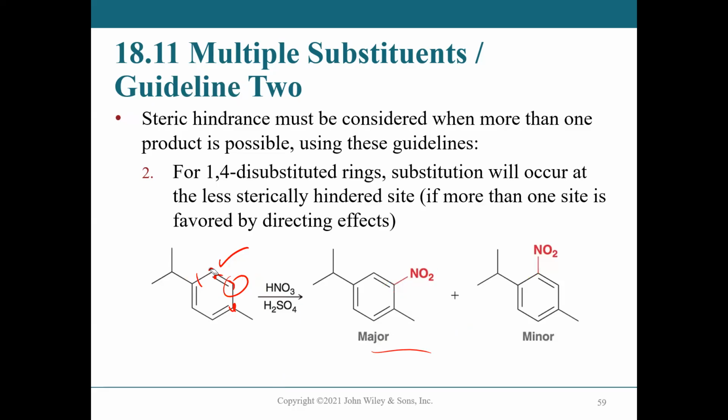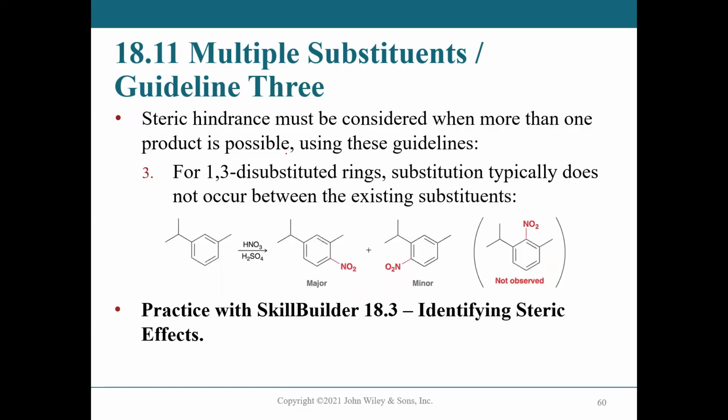Now let's just say that we move this up right here. And that's what we're going to do on the next slide. So for the 1,3-substituted rings, substitution typically does not occur between the existing substituents. So we're not going to see this right here. This is not even going to be observed. We're going to put it on the side that has the least sterics. We're going to put it right here.